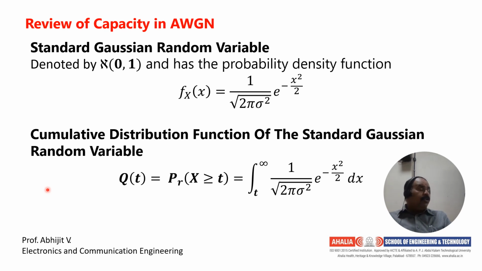The cumulative distribution function of the standard Gaussian variable is given as Q(t) is equal to probability that X, the random variable, is greater than or equal to t, and that is given by integral from t to infinity of 1 by root of 2 pi e raised to minus x square by 2 dx.